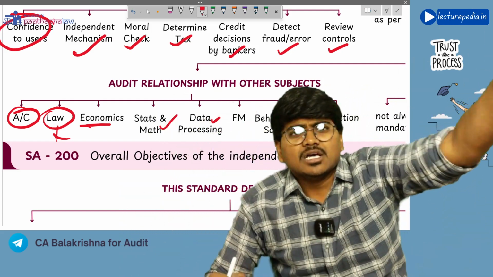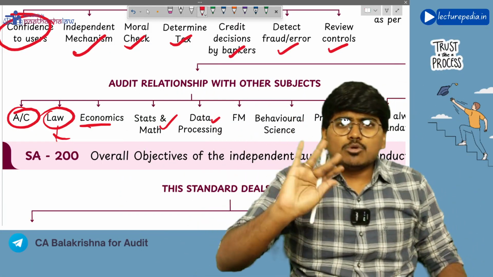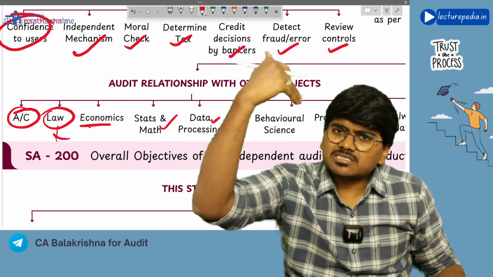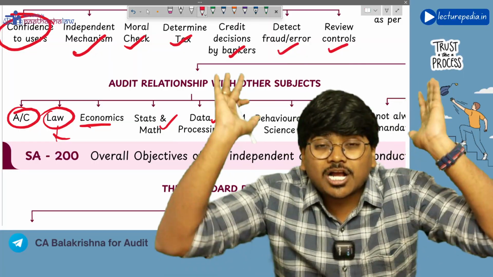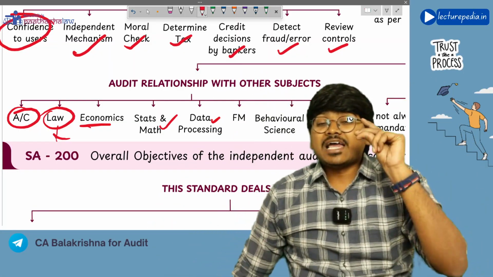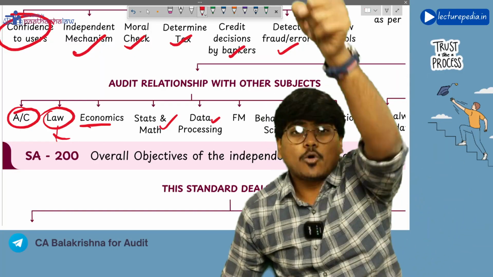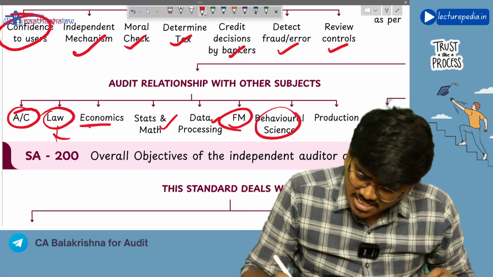input. Because when the auditor goes for an audit in the organization, these days manual books are not maintained. Most of the organizations, 99.99% of the organizations, have computerized their books of accounts. So the auditor should also be well aware of the information technology, how this system is going to process the data. Next, financial management. Next, behavioral sciences.